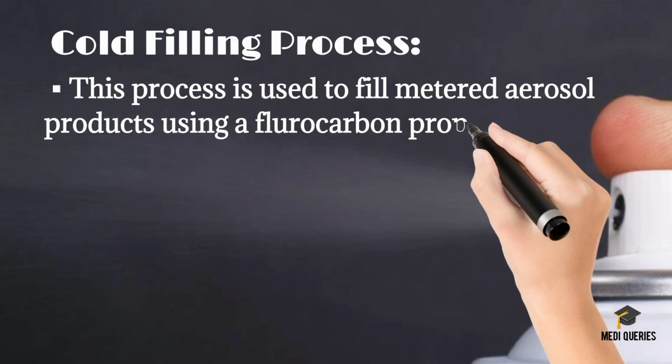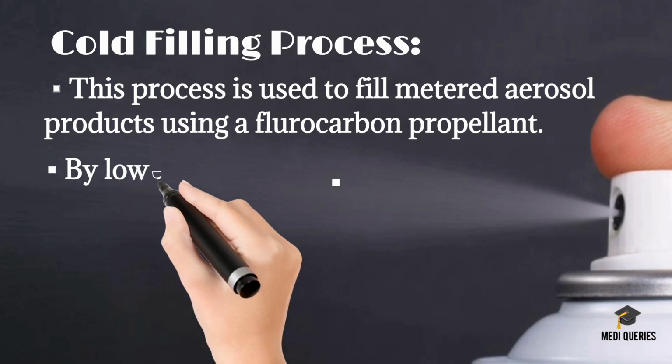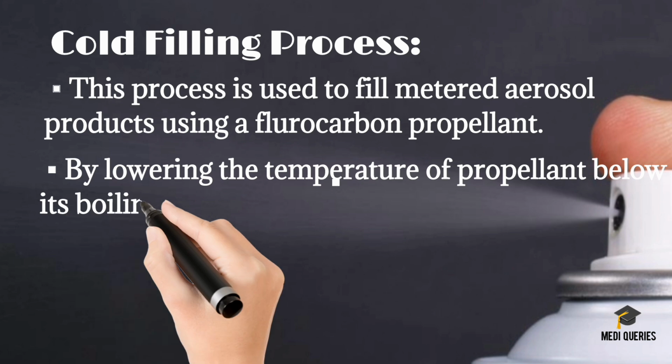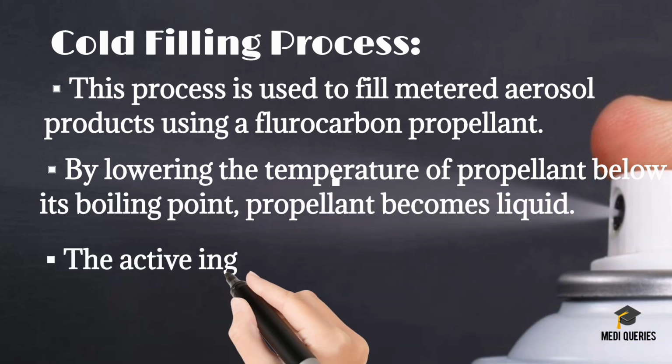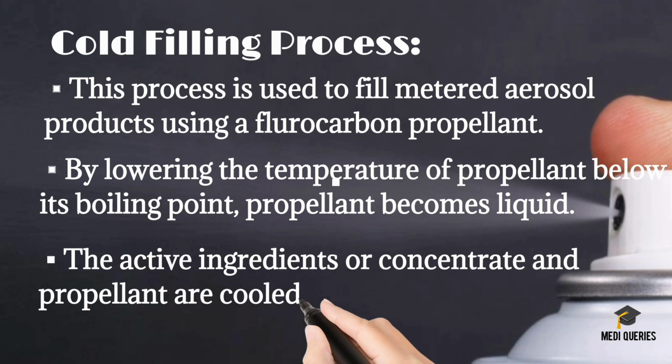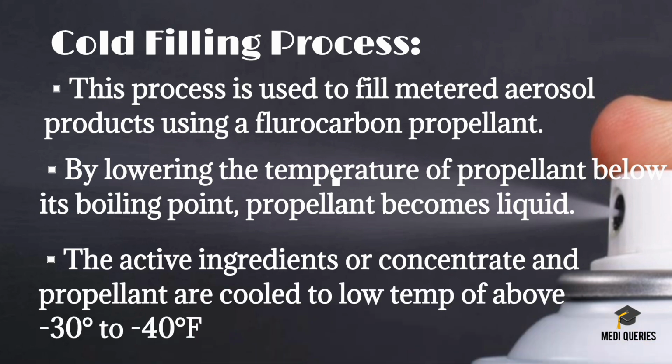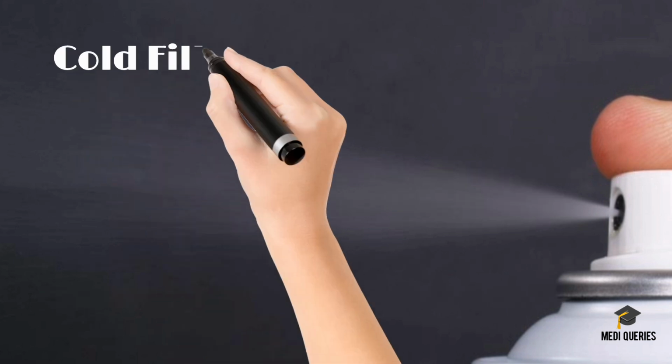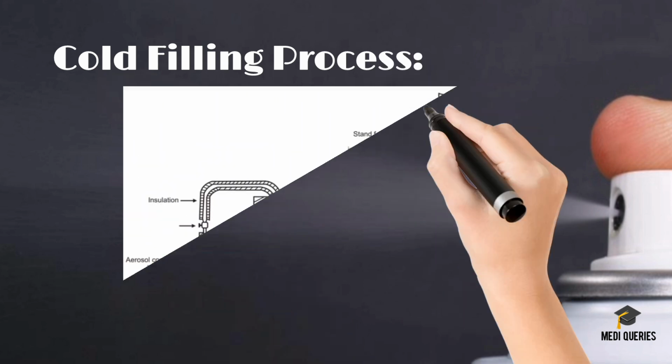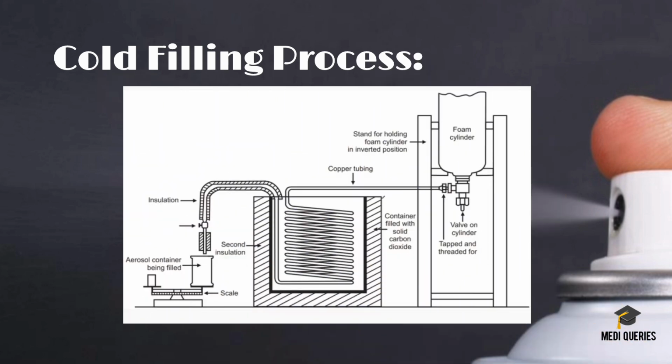This process is used to fill metered aerosol products using a fluorocarbon propellant. By lowering the temperature of the propellant below its boiling point, the propellant becomes liquid at atmospheric pressure. The active ingredients of the concentrate and propellants are cooled to about minus 30 to minus 40 degrees Fahrenheit. The concentrate is generally cooled to below 0 degrees in order to reduce the loss of propellant during the filling operation. Now the chilled concentrate is poured into the chilled container and propellant is added.